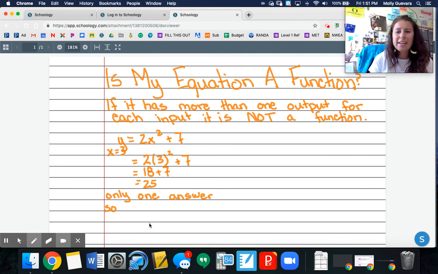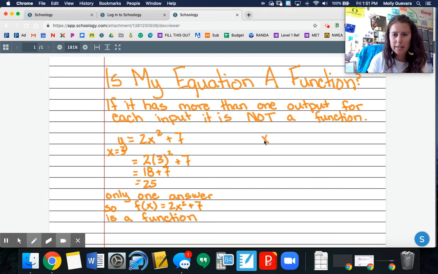So now that I know that it is a function, now I can use function notation. I can say that f of x equals 2x squared plus 7 is a function. I could not say that before, so I had to use y equals. I had to use y equals because I did not know if it was a function or not. Okay, let's do another one.